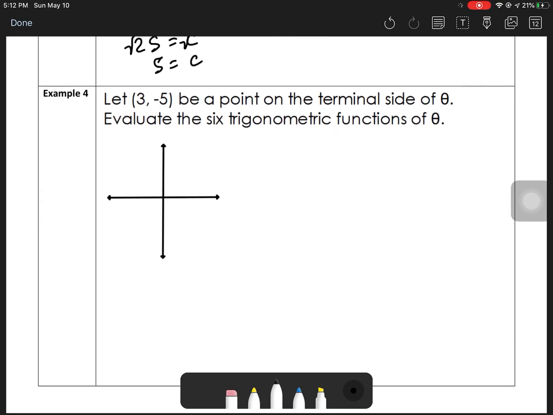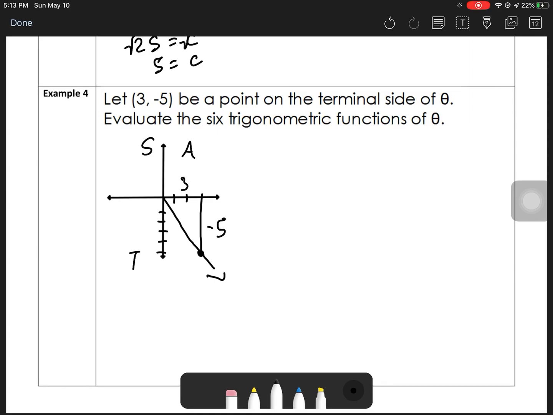Let's try here with a different one. Let 3, negative 5 be a point on the terminal side of theta. Evaluate the 6 trig functions. So 3 would be over 3, down 5. So that would be, let's say we got 1, 2, 3 down, 1, 2, 3, 4, 5. So that's about right here. So let's say that our angle right there. So this is 3, negative 5, which means it's over 3 and down 5.